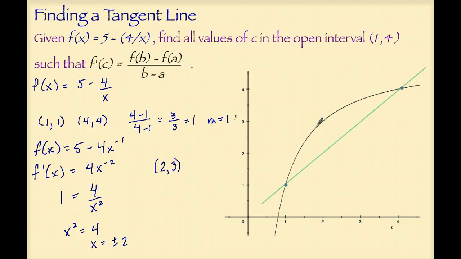So at the point 2, 3, which is about right here, the slope of the tangent line at that point is the same as the slope of the secant line that connects the two endpoints. Let's write the equation of that line. Y minus 3 equals 1, our slope, times x minus 2. And this gives us an equation of y equals x plus 1. And here is that tangent line.